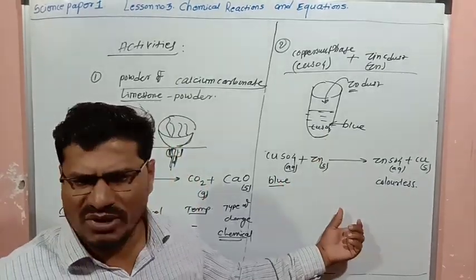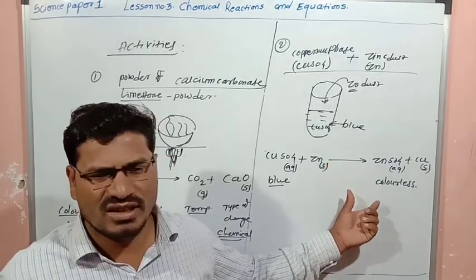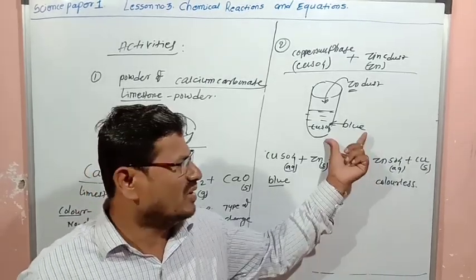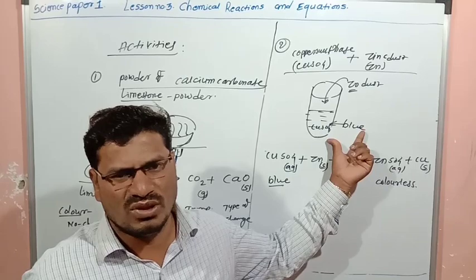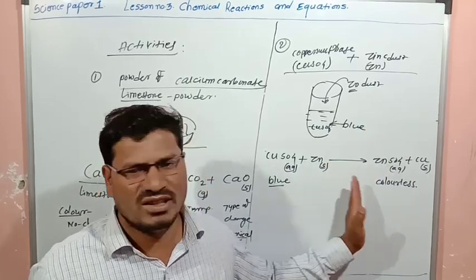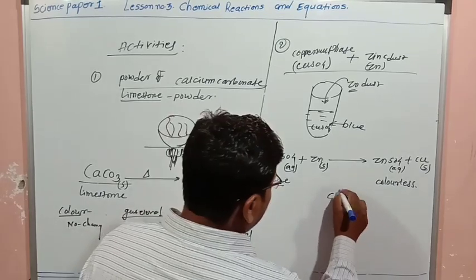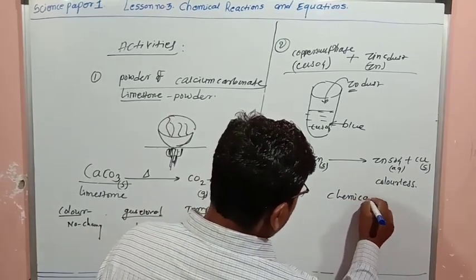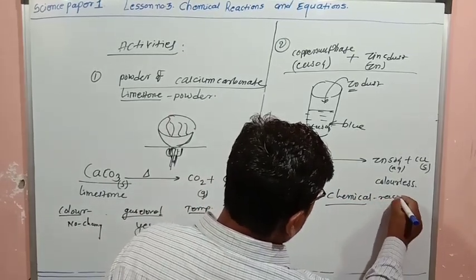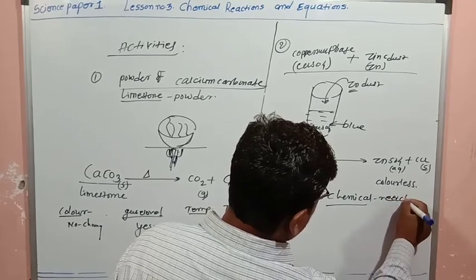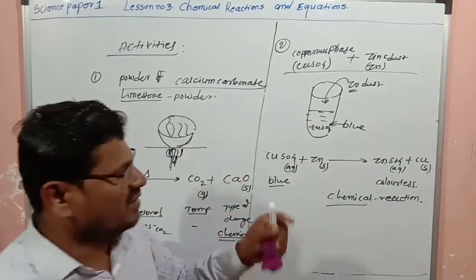Here no gas will be evolved, and the third thing is the temperature of the assembly, the temperature of this particular vessel, will increase. Temperature change will take place. And what type of change is this one? This is a chemical change, or it is a chemical reaction.